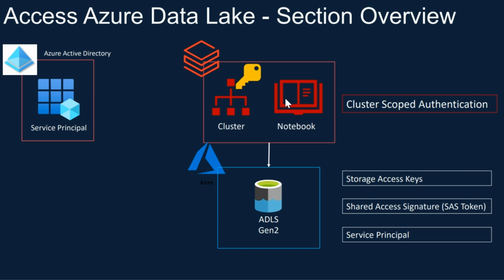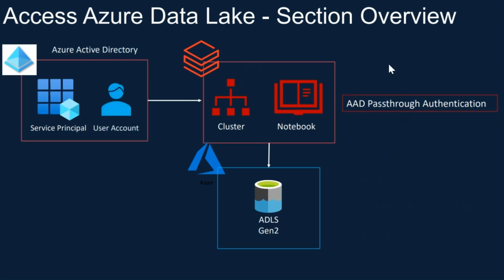Apart from this, there are two more forms of authentication patterns available in Databricks. Let's get into it. The first one is called AAD pass-through authentication, otherwise referred to as Azure Active Directory pass-through authentication. In this pattern, we just need to enable the cluster to use Azure Active Directory pass-through authentication.